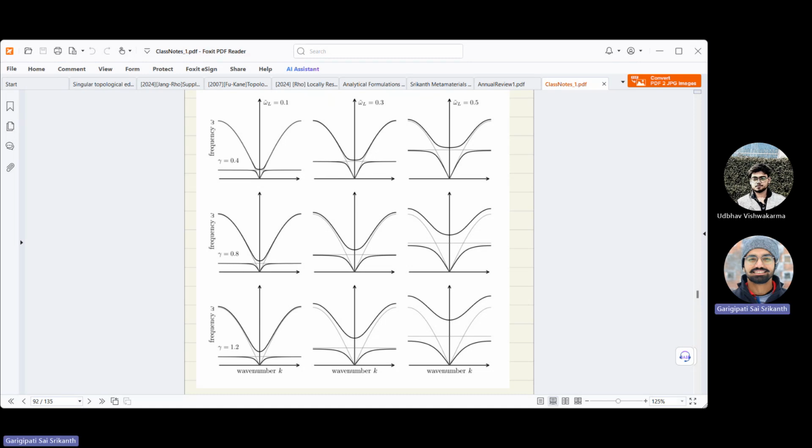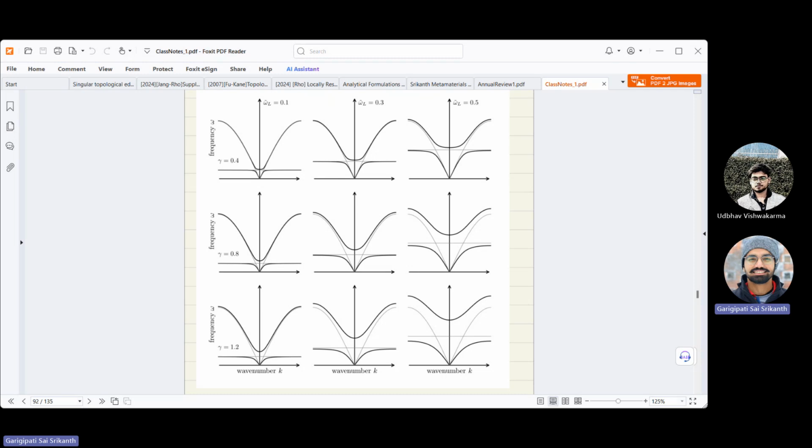Some parameters are being changed, and we see that this gray horizontal line is the frequency of the local resonator. As the frequency is increased, the band gap wherever it opens is also changing, and the broadness of the band gap also changes. Typically, the lower the band gap is open, the narrower it is, and the higher the band gap is open, the broader it is. This is for a higher coupling ratio. I think gamma is the coupling ratio. So even though it is low, it is still broad.